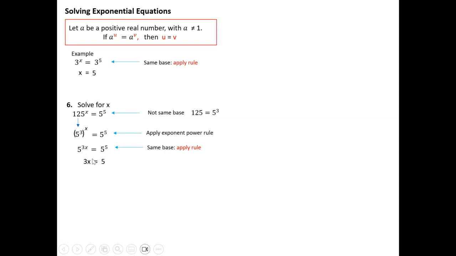Now we can apply the rule. So we let the exponents equal each other. So 3x equals 5. We divide both sides by 3. And the result will give us x equals 5 over 3.